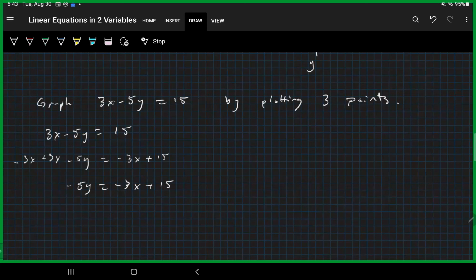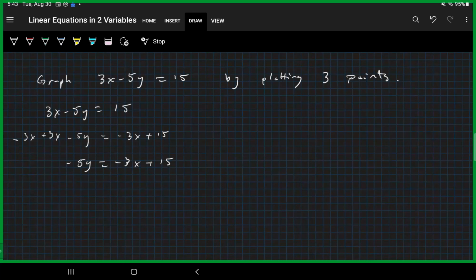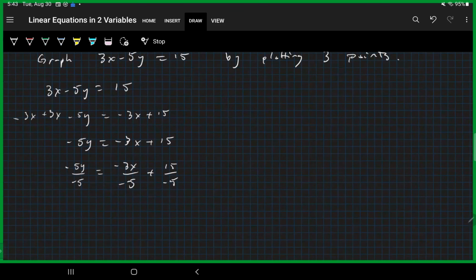Now I have one more step to complete. I have to divide everything by -5 to get my y by itself. So -5y over -5 is -3x over -5 plus 15 over -5. Cleaning everything up, I'm going to get y equals 3/5 x minus 3, paying attention to my signs, and simplifying my fraction. So now I have this equation.